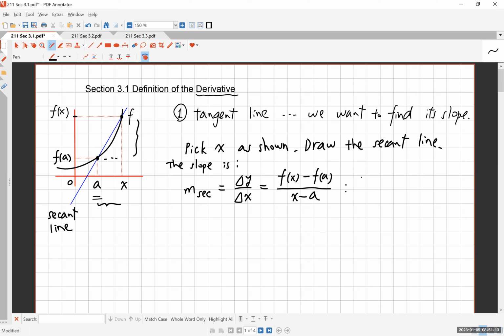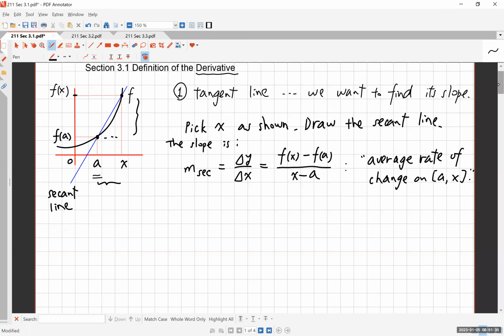Now, this is actually also called the average rate of change, between these two points, or on this interval from a to x. Right? So if you are asked to find the average rate of change, all you have to do is find the slope of the secant line. All right, so this is one picture. Now I'm going to draw another picture here in a moment. So give me just a moment and I will be right back.